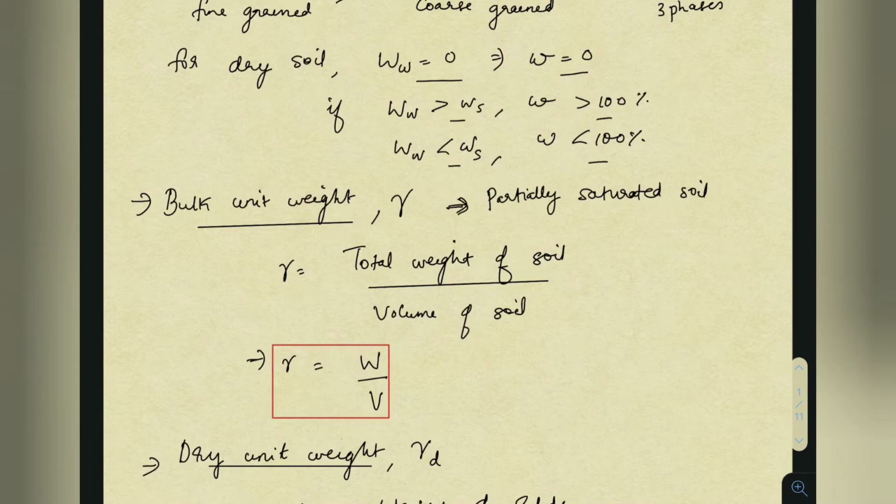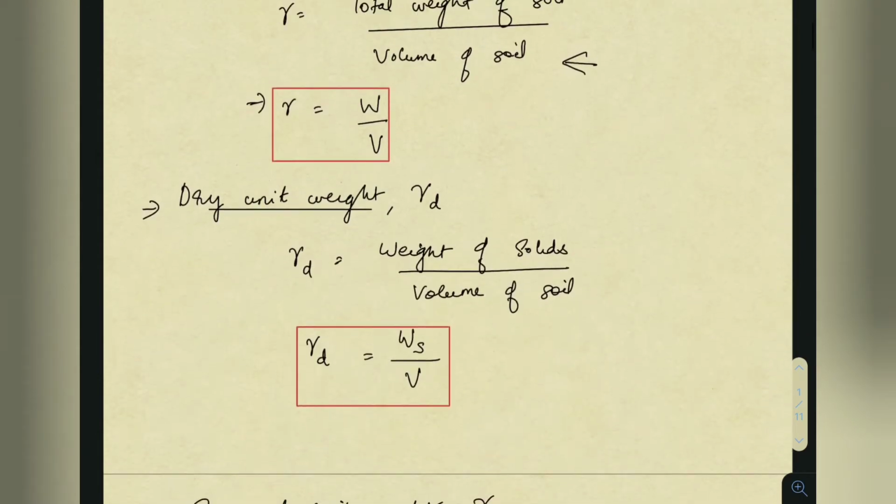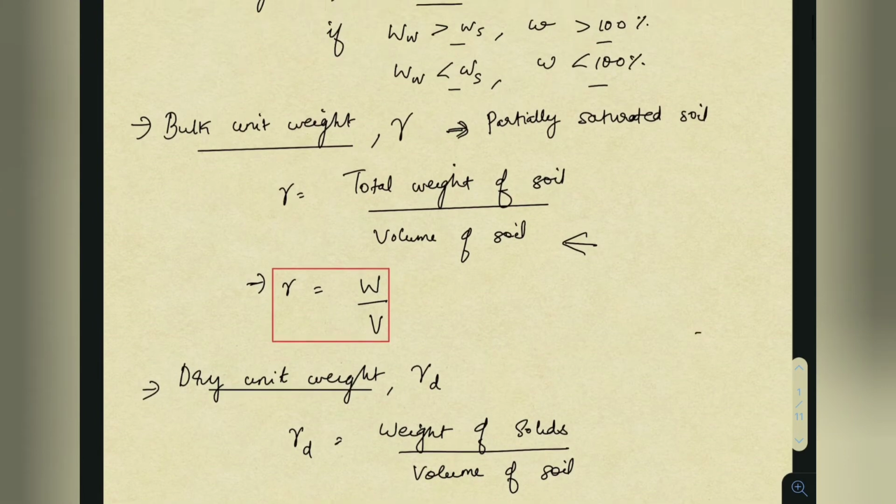We have to check one term: the denominator, volume of soil. For every place we use this volume of soil itself, except for unit weight of solids. In that case only we use volume of solid in the denominator. For all other cases we use volume of soil in the denominator. Have a check on this.